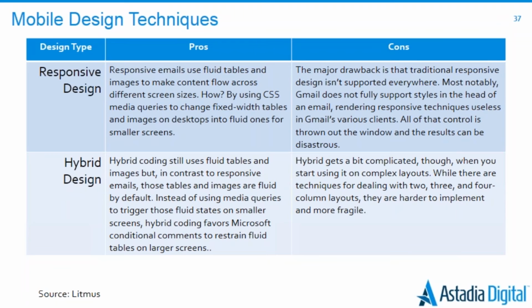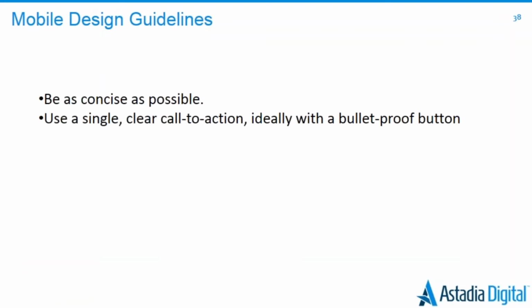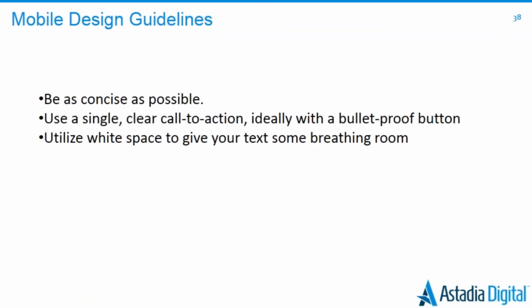There are some mobile design guidelines. You want to make sure that you're concise in your message, and again, being clear and providing a single call to action, usually in the form of a button. Make use of white space to allow your email to breathe, using a minimum font size of 13 pixels and a single column format whenever possible.